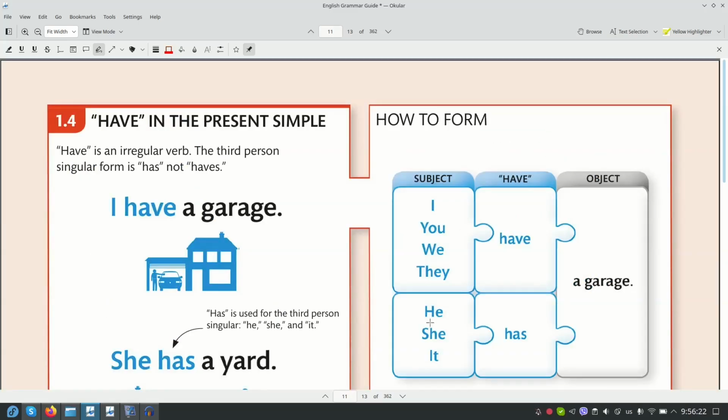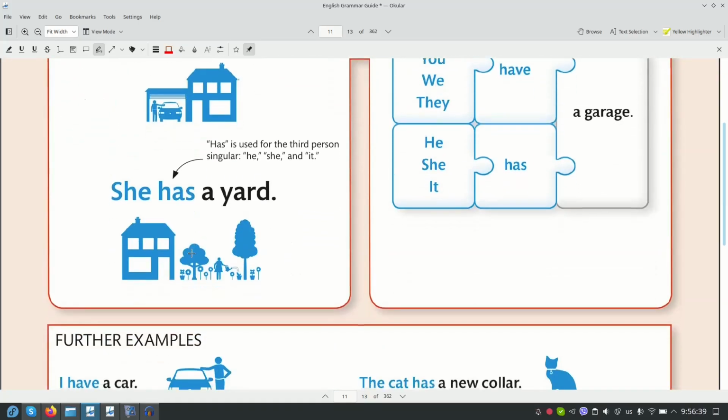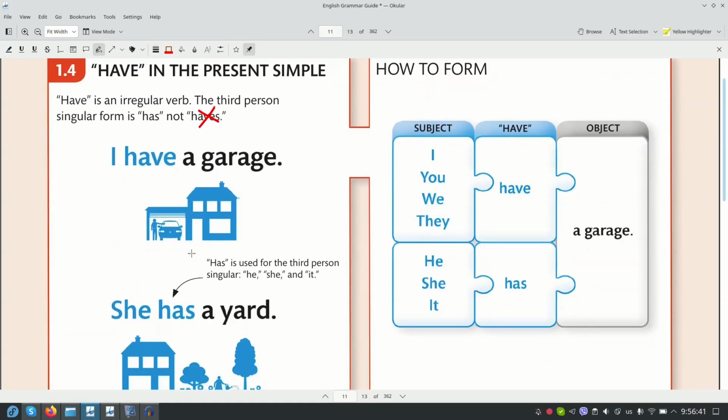Have in the present simple. Have is an irregular verb. The third person singular form is has, not haves. Has. I have a garage, but she has a yard. Form. I, you, we, they have a garage, but he, she, it has a garage.